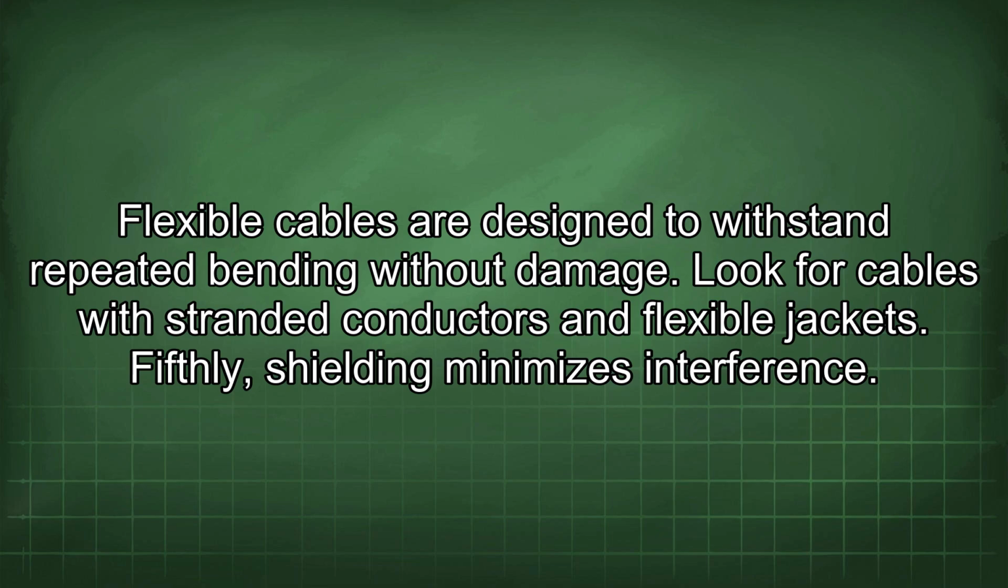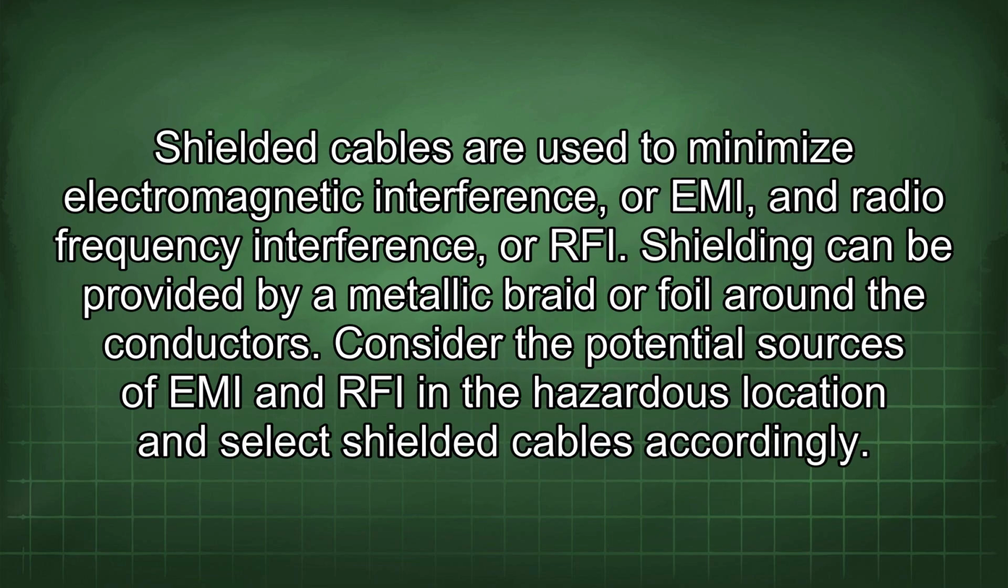Fifthly, shielding minimizes interference. Shielded cables are used to minimize electromagnetic interference, or EMI, and radio frequency interference, or RFI. Shielding can be provided by a metallic braid or foil around the conductors. Consider the potential sources of EMI and RFI in the hazardous location and select shielded cables accordingly.